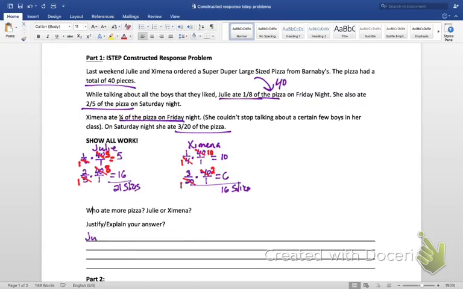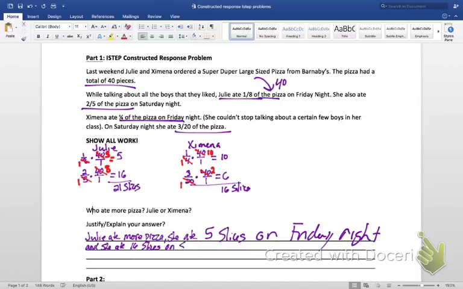Well, Julie ate more pizza. She ate 5 slices on Friday night. Miss Williams' writing's terrible. And she ate 16 slices on Saturday night.